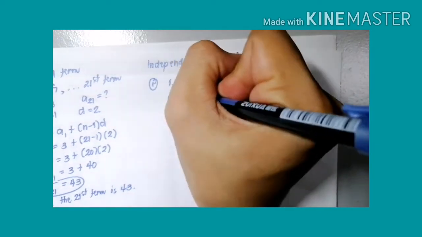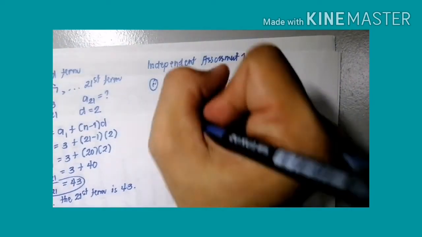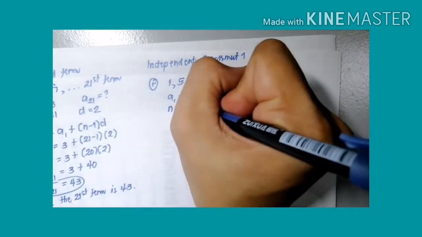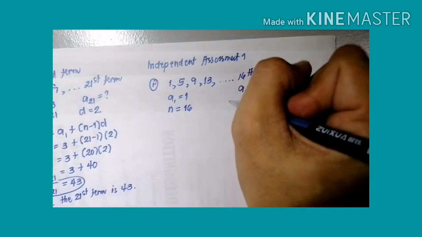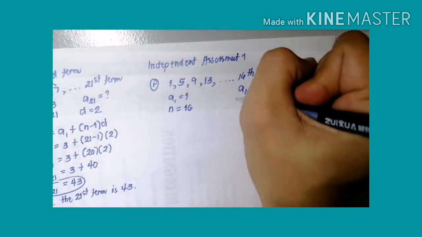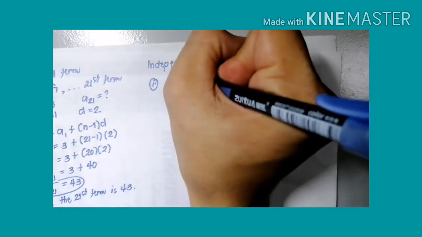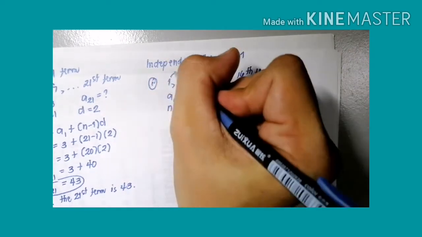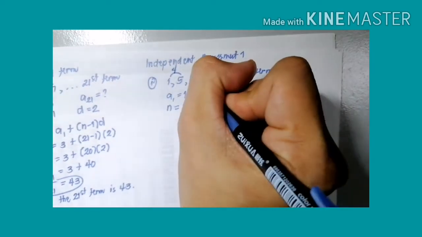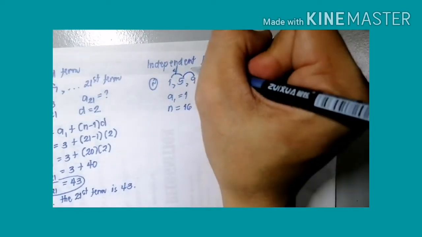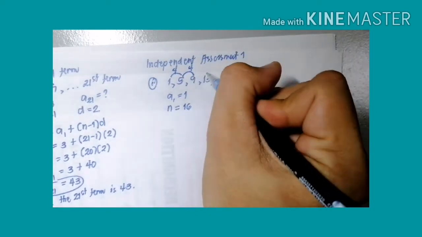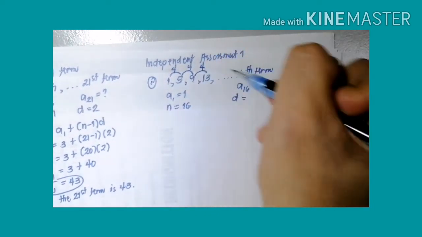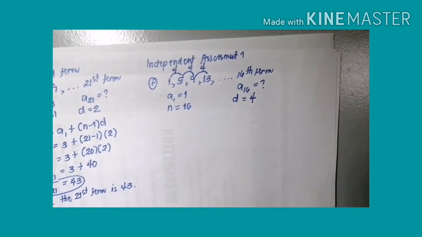So a sub 1 here is positive 1, and n is equal to 16, so the 16 terms, and then the common difference. The common difference can be found by subtracting 5 and 1. 5 minus 1 is 4. 9 minus 5 is 4. 13 minus 9 is 4. So that is the common difference.